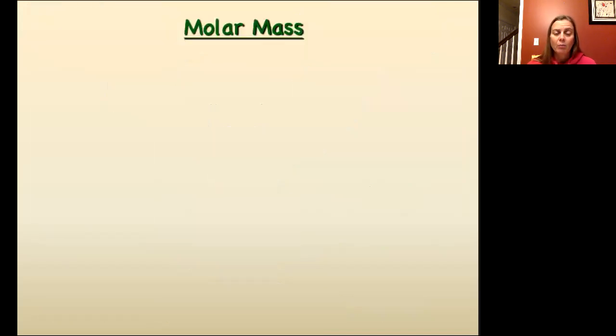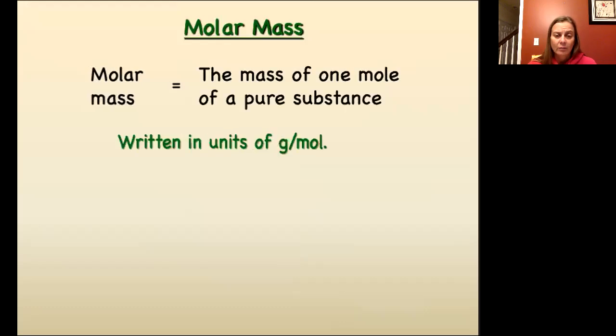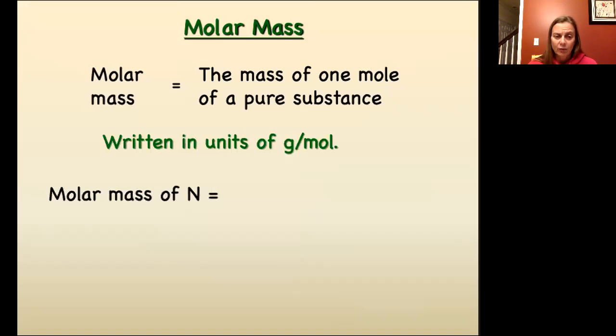So when we think about molar mass, it is measured in grams per mole. The molar mass is the mass of 1 mole of a pure substance. As an example, the molar mass of nitrogen is going to be 14.007 grams per mole. That's just the number that we pulled directly off the periodic table, but instead of units of AMU, or atomic mass units, we're not measuring one atom, we're measuring a mole of the atoms. And so it has a molar mass of 14.007 grams per mole.